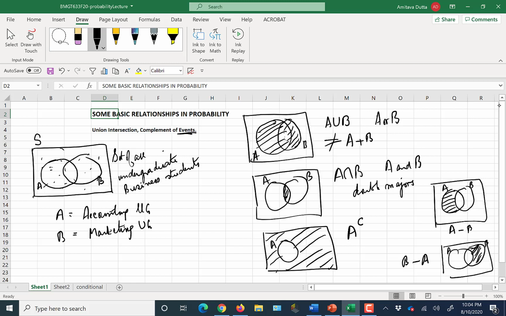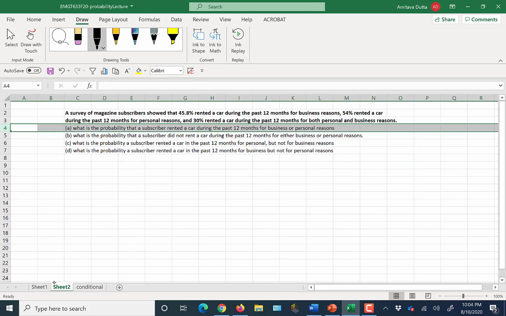Okay, so now we are combining events into more complex aggregations. All right, so let's take a specific example and apply these concepts that we have just learned of union, intersection, difference, and so forth.